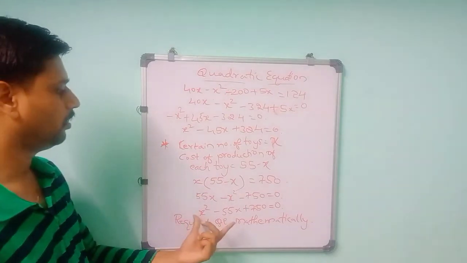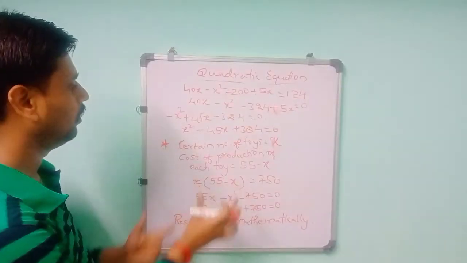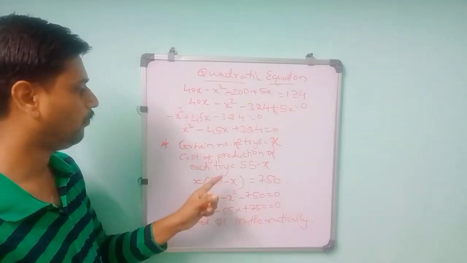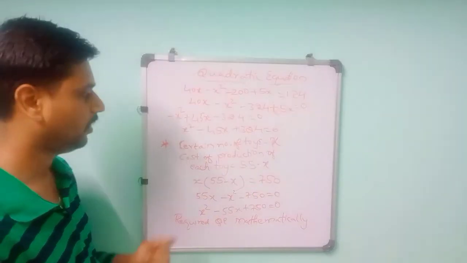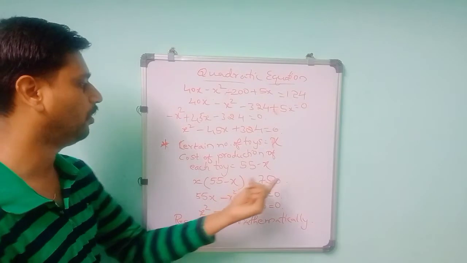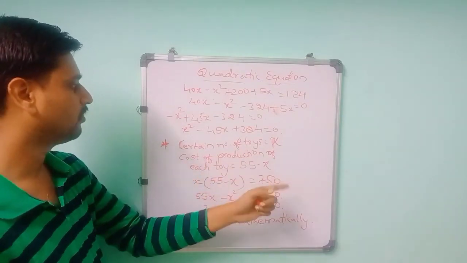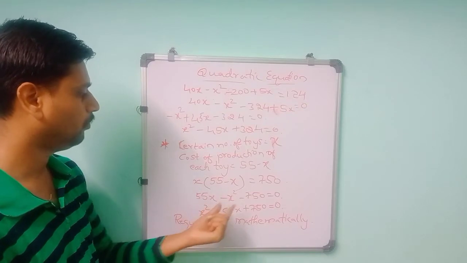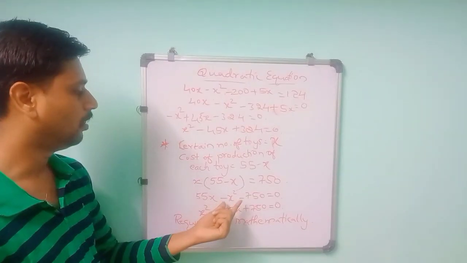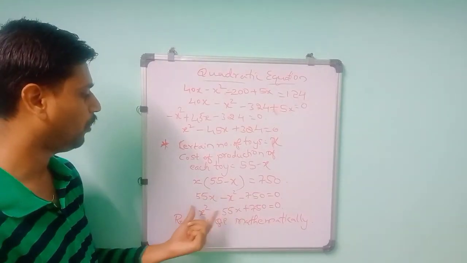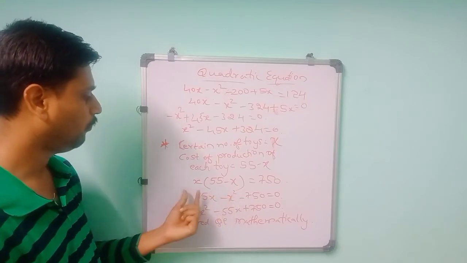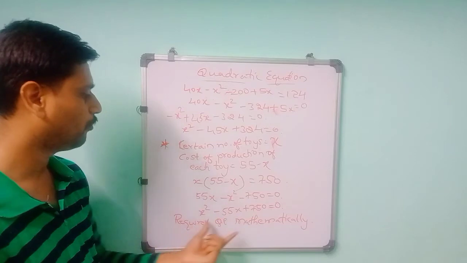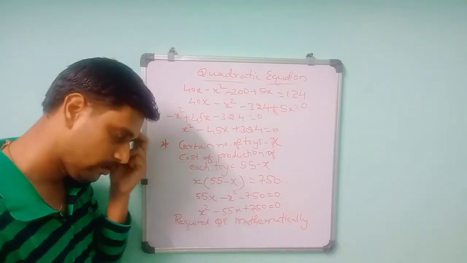So first, take the certain number of toys as x, and the cost of production of each toy is 55 minus x. Then they have given the total cost of production in one day is 750. So x into 55 minus x is equal to 750. Then you simplify it, and you will get minus x square. Please keep the x square value, degree 2, positive. So minus 55x, the signs will be changed, and that is the required quadratic equation mathematically.